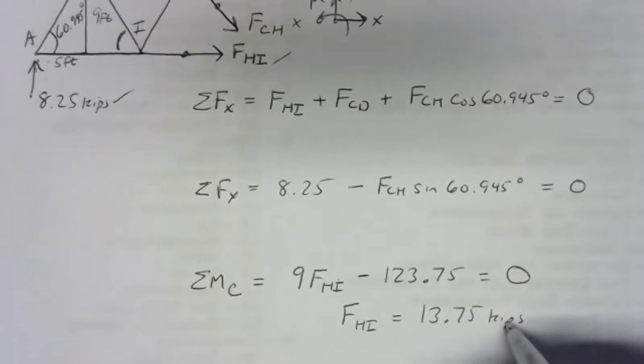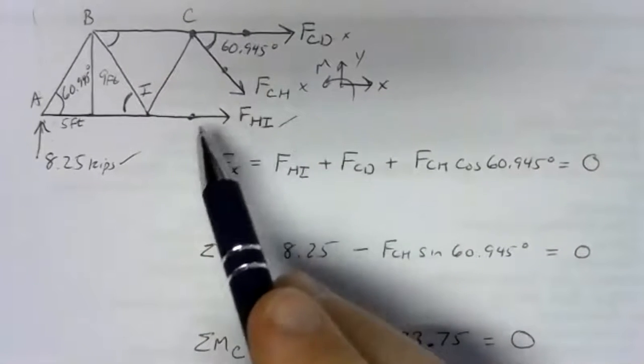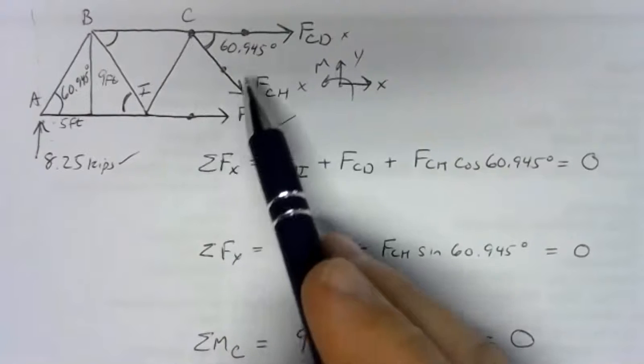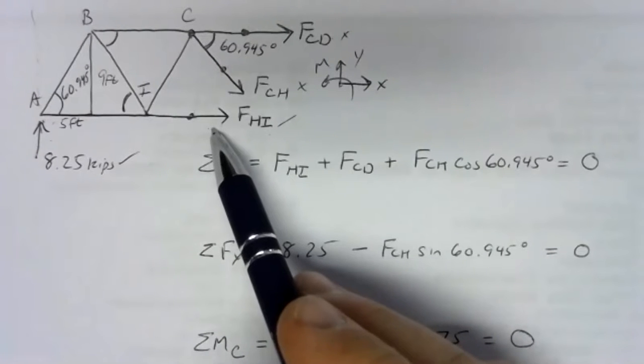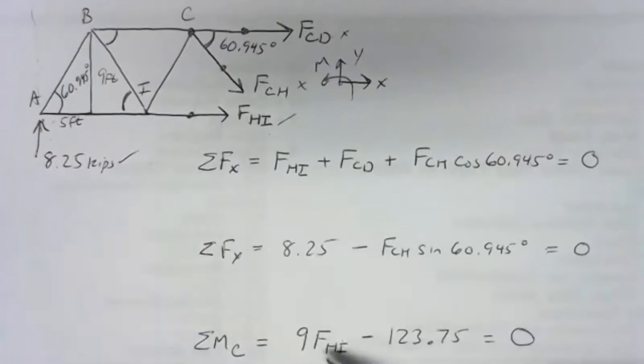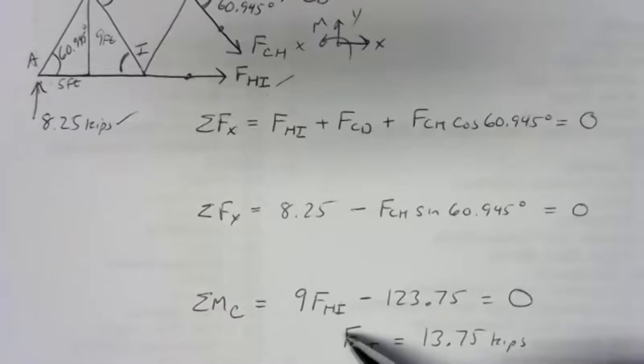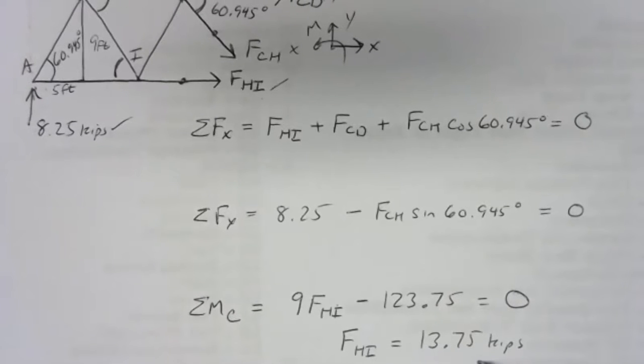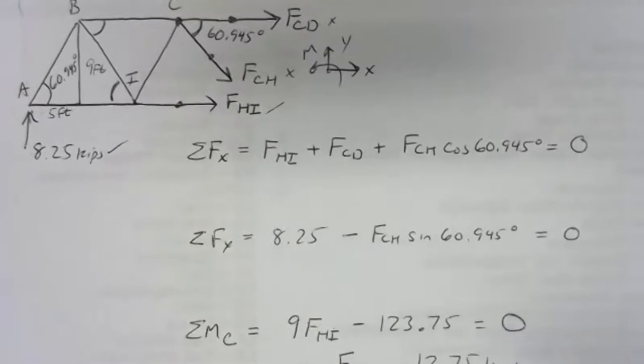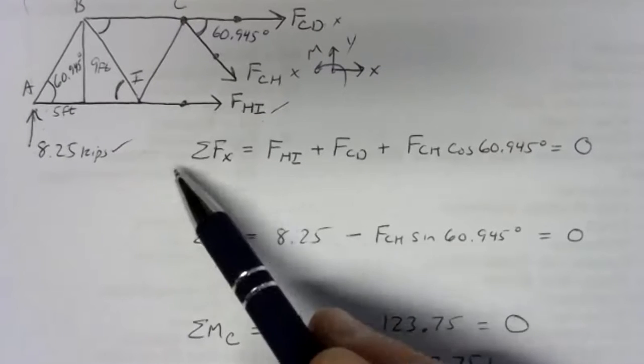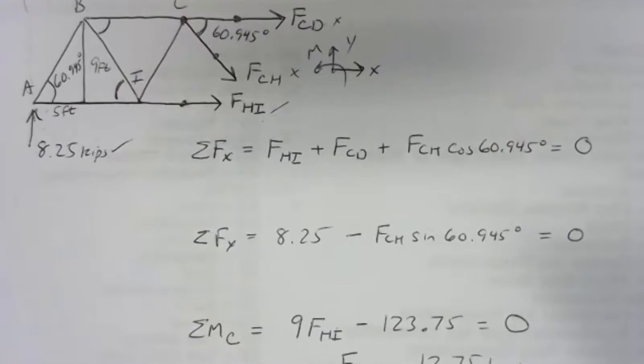Now it came out positive, and that means something important to us in method of sections problems. The way we draw our free body diagrams in method of sections problems, we always assume tension. If that assumption's right, the answer comes out positive. So a positive answer means tension in method of sections. So 13.75, remember HI is in tension.